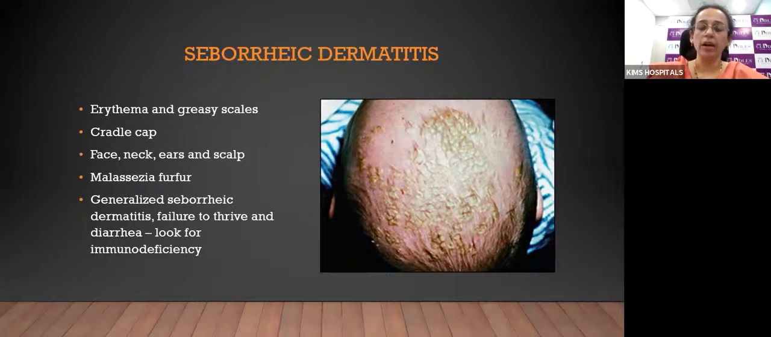This can also be secondarily due to fungal infection by Malassezia furfur. Generalized seborrheic dermatitis, failure to thrive, and diarrhea, we should think of immunodeficiency. For this condition, we should offer gentle removal of the scales followed by application of tar-based shampoo. In severe conditions, we can also offer antifungal shampoos like miconazole or ketoconazole. This also resolves spontaneously over a few days to months.